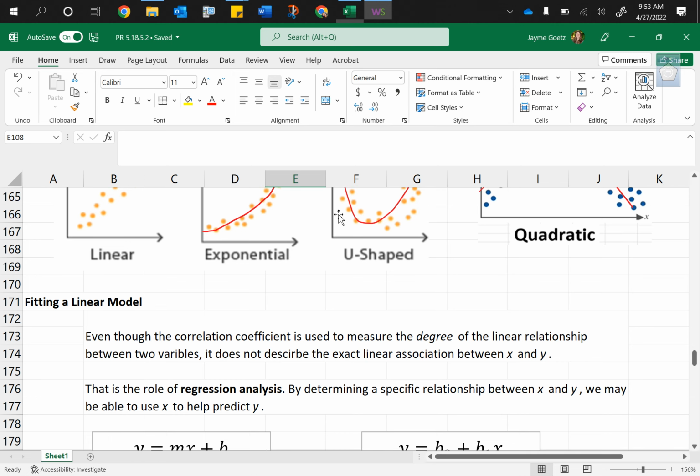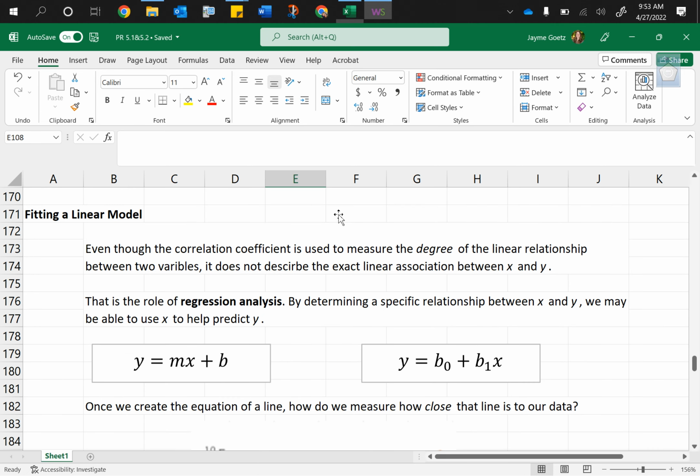All right. So the next thing we're going to talk about is fitting a linear model. Even though the correlation coefficient is used to measure the degree of the linear relationship, how strong it is, it does not describe the exact linear association between x and y. That is the role of regression analysis. By determining a specific relationship between x and y, we may be able to use x to help predict y. Otherwise known as, we want to write the equation for the line of best fit.